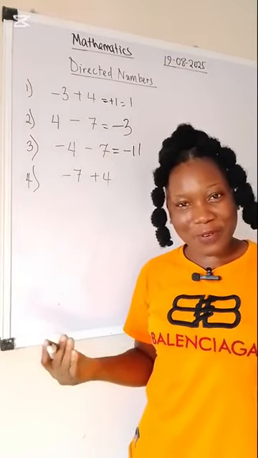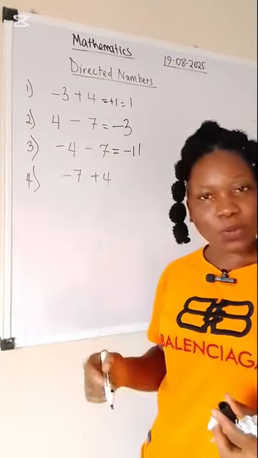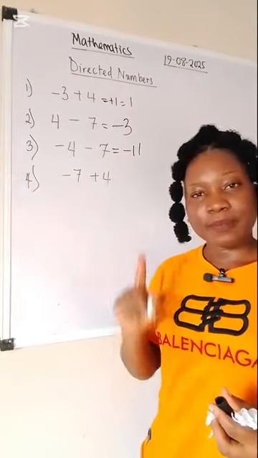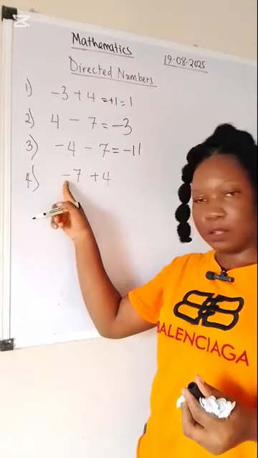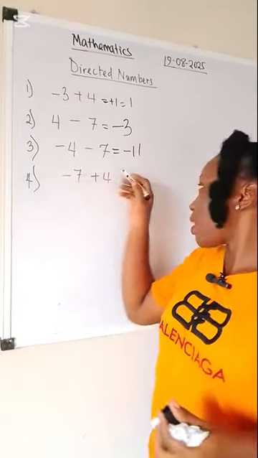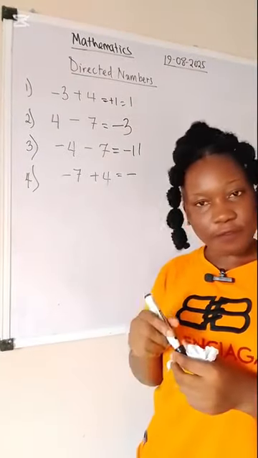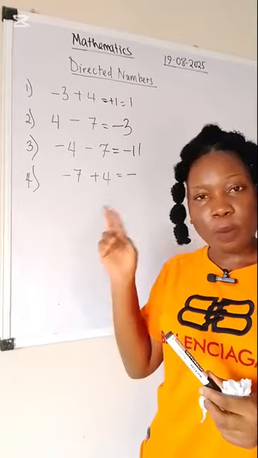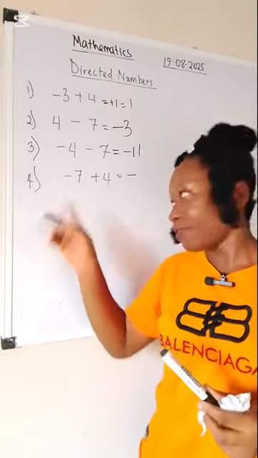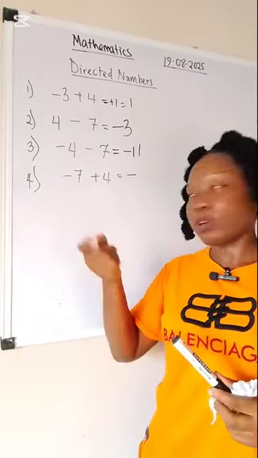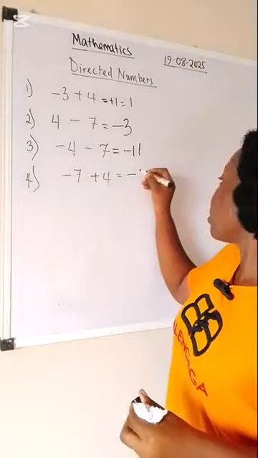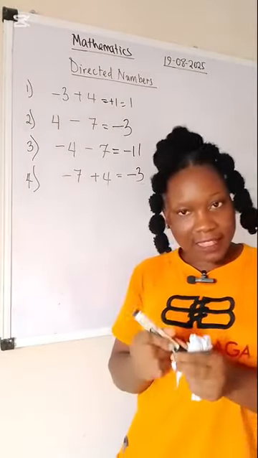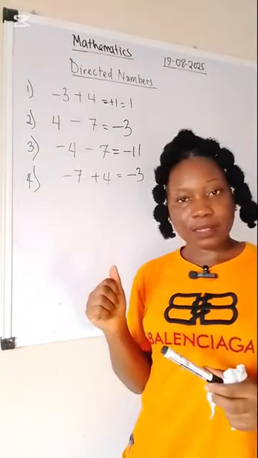I hope we're all following. Okay, now for the last one, what number is bigger? 7 is the bigger number. What sign is attached to the bigger number? Minus. Okay, so our answer is going to be a negative number. What do you do next? Compare the signs. Are they the same or are they different? They are different. That means we're going to subtract. 7 minus 4 is going to give us 3. So our answer is negative 3. And we are done with this.